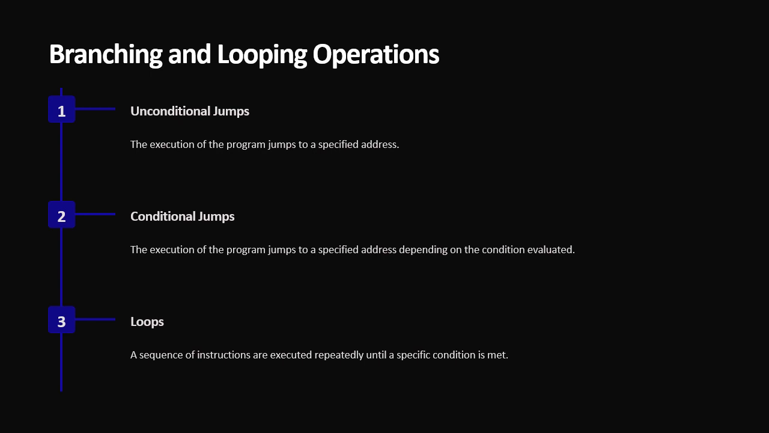This is the last part of our video, which is branching and looping operations. There are three conditions. Unconditional jumps. The execution of the program jumps to a specified address is known as unconditional jumps. The execution of the program jumps to a specified address depending on the condition evaluated is known as conditional jumps. And the last one is loops. What are loops? A sequence of instructions executed repeatedly until a specific condition is met is known as a loop.